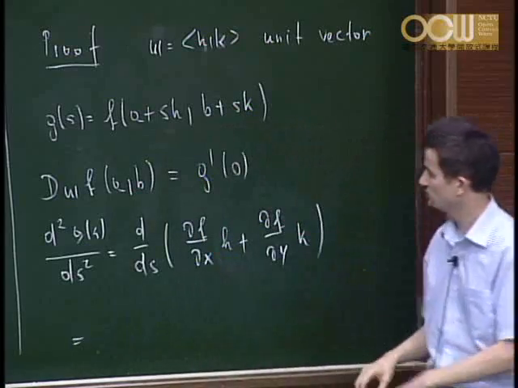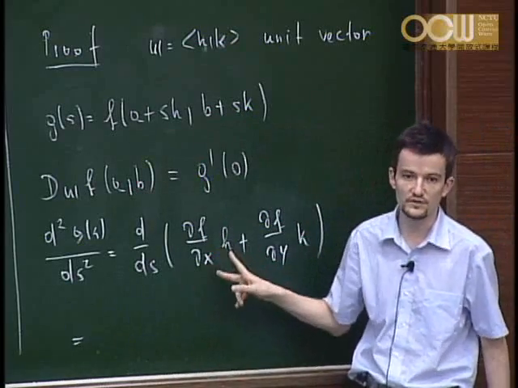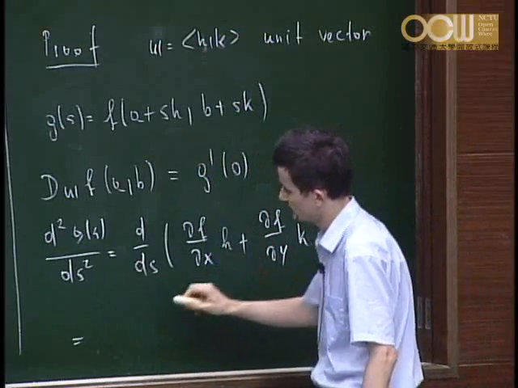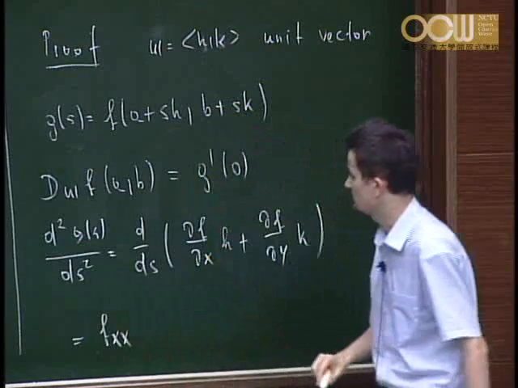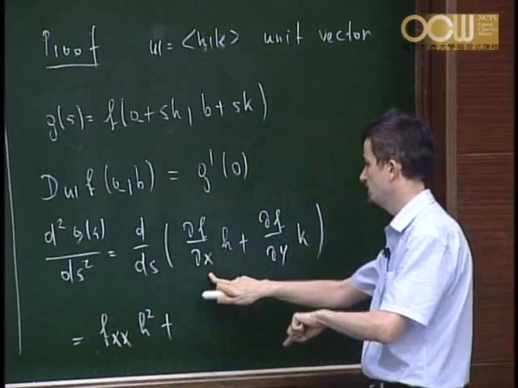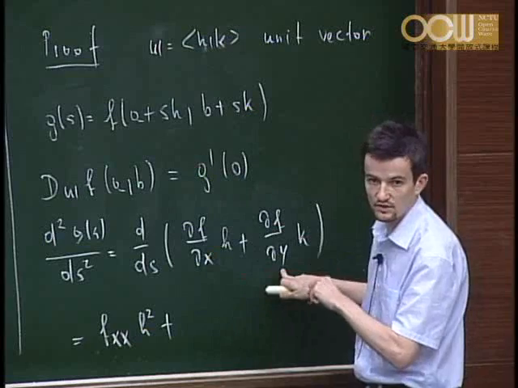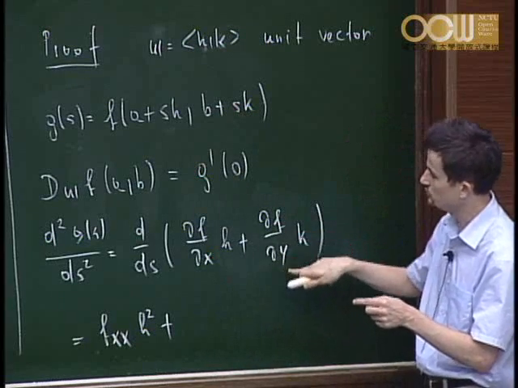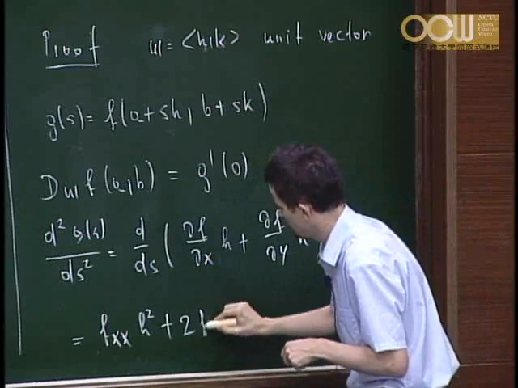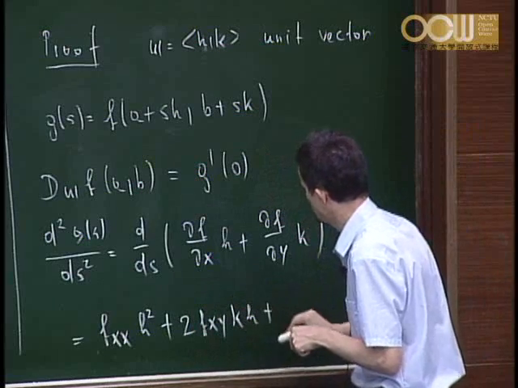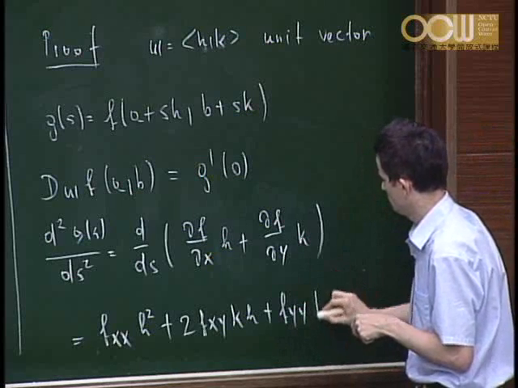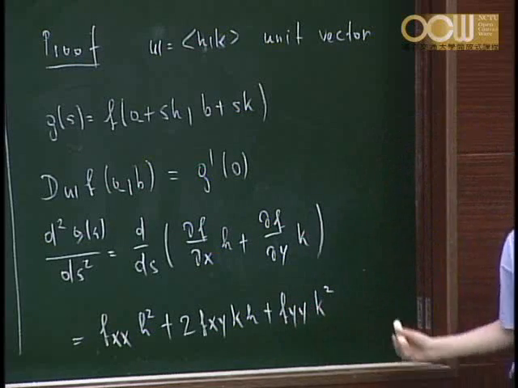But you have to take into account that this is a constant, but here this is a function of two variables. So again, you have to use the chain rule. So first the partial derivative with respect to x, which gives you f_xx, and then you have another h, so h squared, plus the partial derivative with respect to y, which gives you a k. But here you also have the mixed term, because you compute the partial derivative first with respect to x, and this also gives you an h. So you have twice f_xy k h, plus the partial derivative with respect to y, and then you get another k, so k squared.